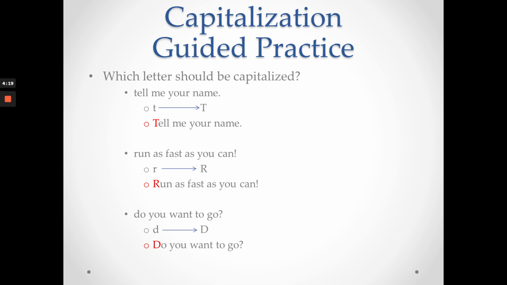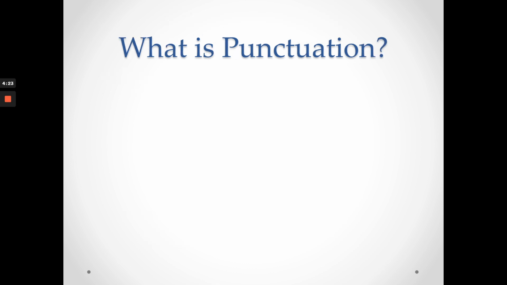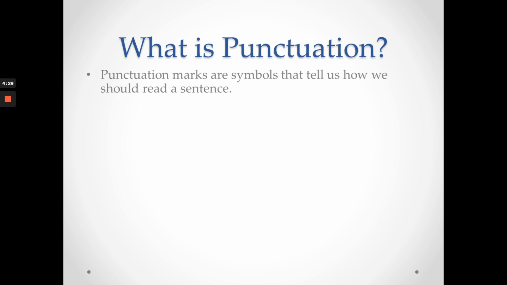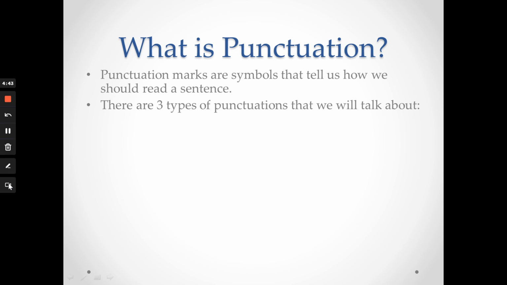So keep that in mind, friends, because we are going to come back to capitalization. But now let's talk about the end of a sentence. Let's talk about punctuation. And what is punctuation? Punctuation marks are symbols that tell us how we should read a sentence. They tell us how we should read a sentence. There are three types of punctuations that we will talk about in this video.